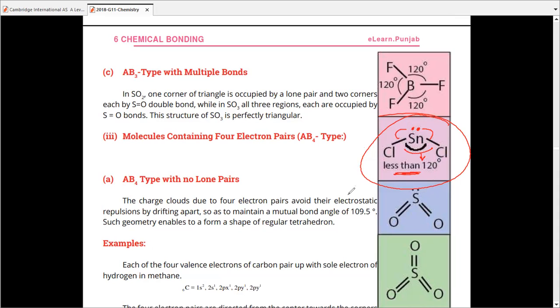Anyone? Lone pair. Right, both of you are correct actually. The lone pair over here exerts more repulsive forces on both of these bonds, making this angle less than 120 degree. Now, I would like any of you to tell me what would this angle be? Or what would this angle be?